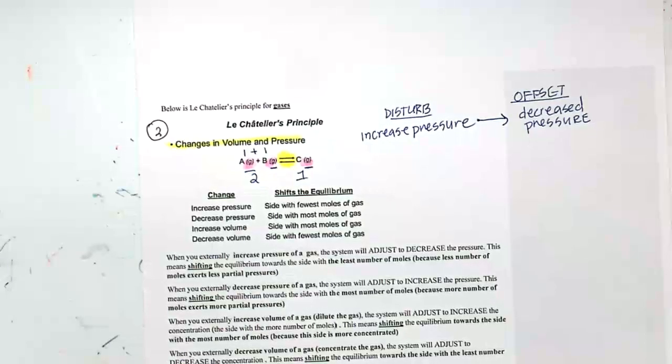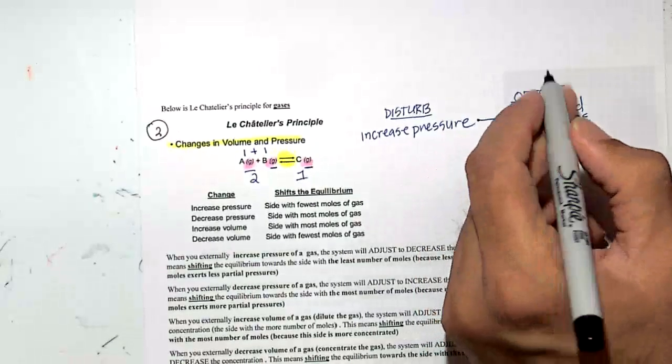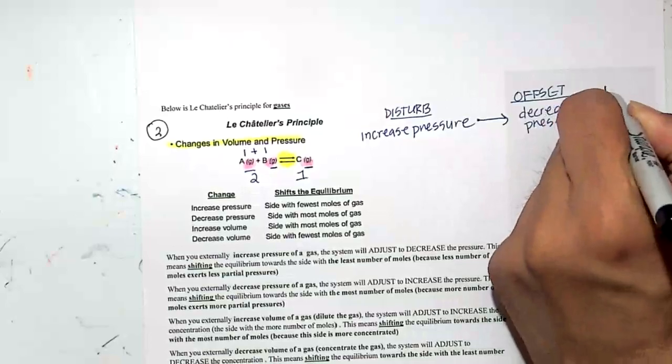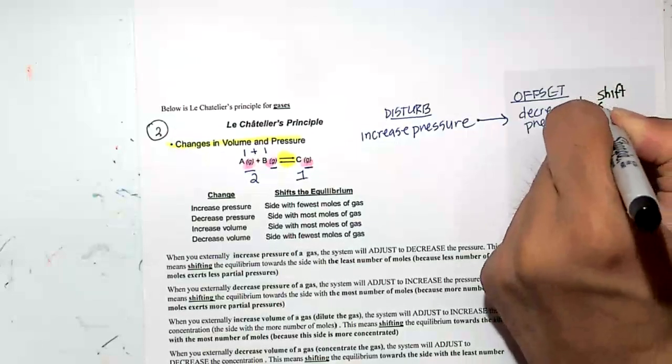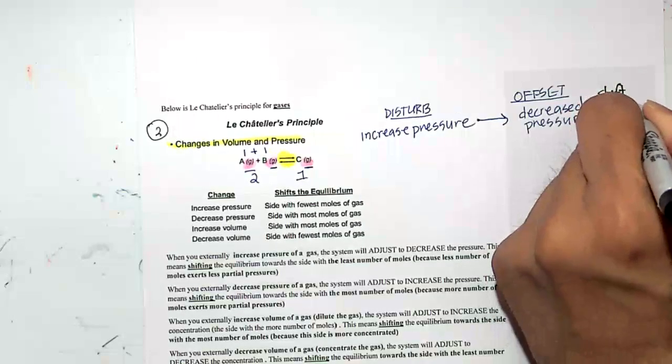2 molecules have a lot of pressure. Okay, they can hit each other. 1 molecule can't. So when you increase the pressure, this will shift to the side that has less number of moles.